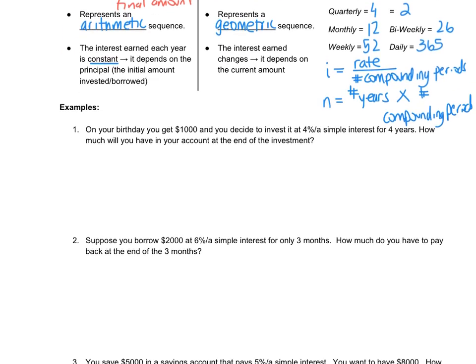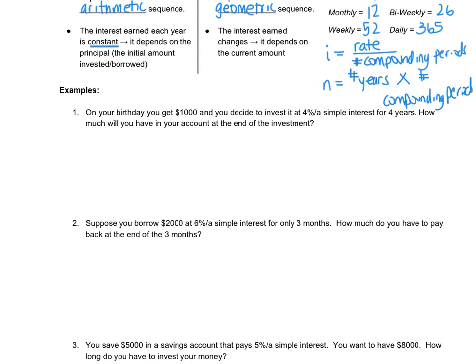So let's start off with a few examples. And we will start with simple interest. On your birthday, you get $1,000. So I'm going to highlight that.